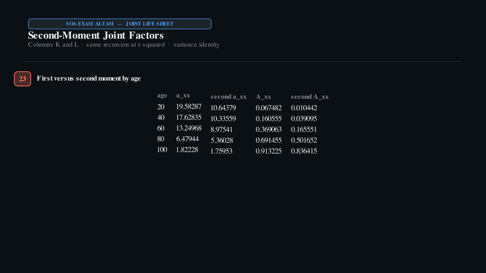At 20, second A is only 0.010442 against A of 0.067482. By 80, second A is 0.501652 and A is 0.691455. At 130, both second A and first A equal 1, and second A equals 1 minus 2D plus D squared, which is V squared, 0.907029. Same terminal logic as column J.